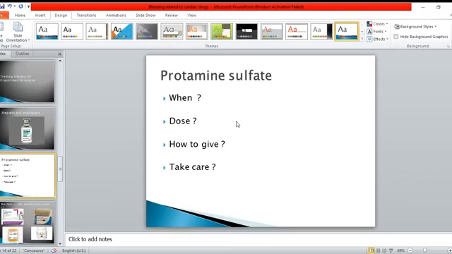So up to 30 minutes, we give the full dose, 1 milligram for each 100 units. From 30 minutes to 2 hours, we give half the dose, so 25 milligrams for 5,000 units. And if more than 2 hours, we give only 12.5 milligrams, so 1/4 of the dose of the last dose of heparin.